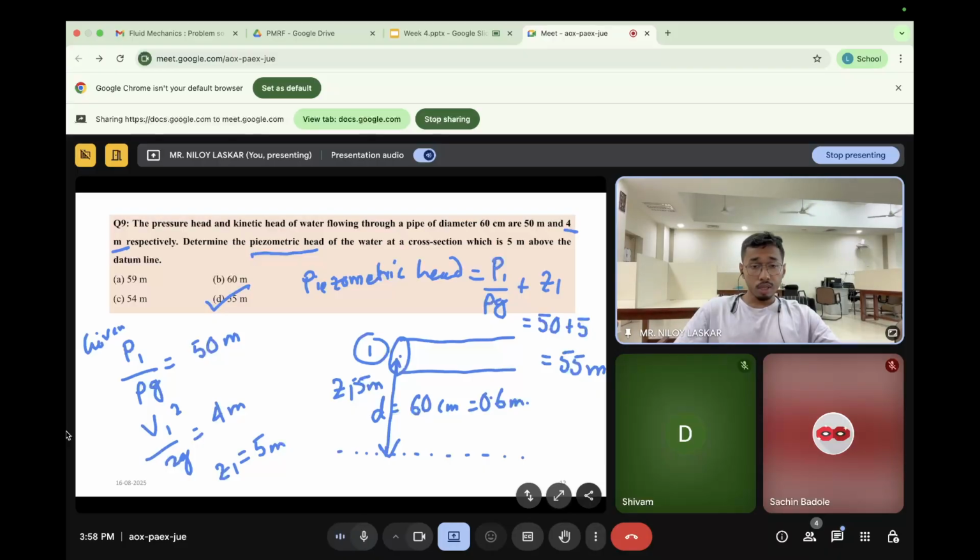What Shivam answered was the summation of all these three. That's why he said option A. So is it okay, Shivam? And Sachin said yes, okay. Thanks for the confirmation, Sachin. Okay, also Shivam, I understand this concept.